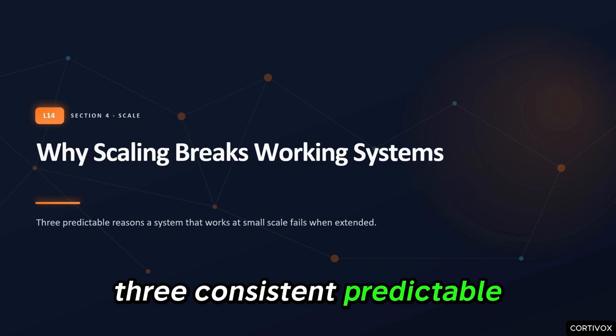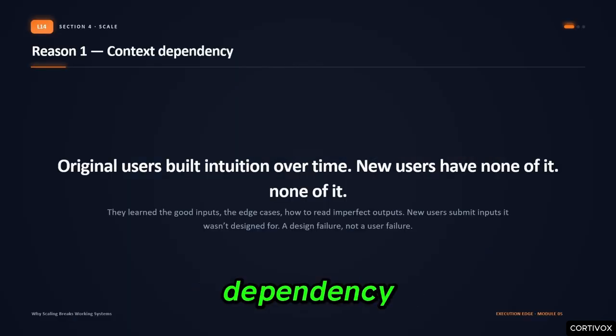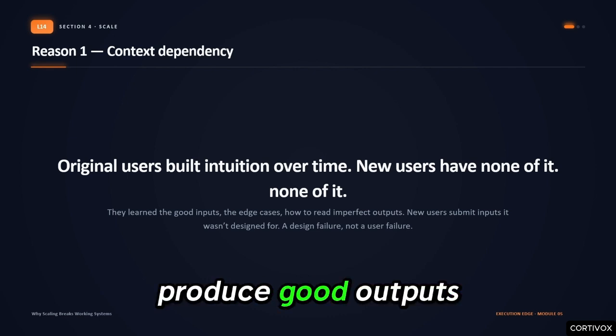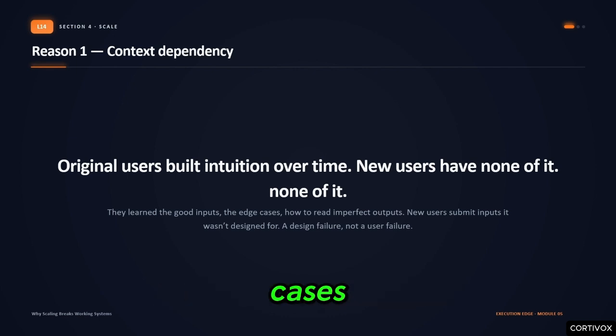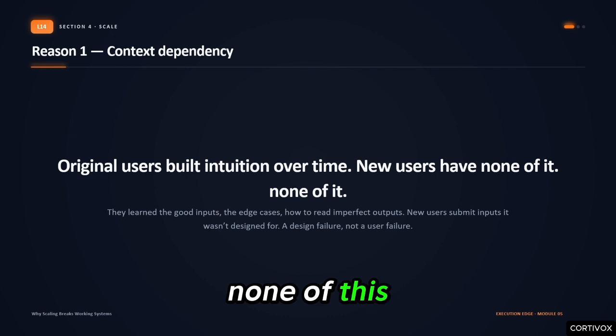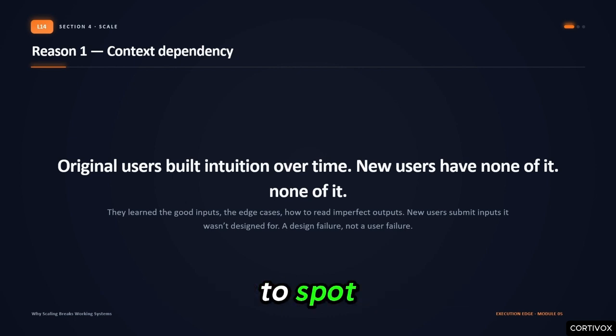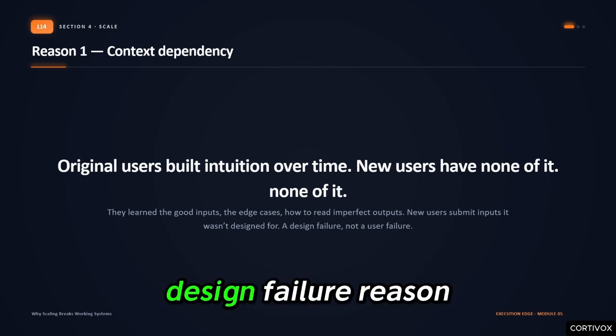There are 3 consistent, predictable reasons why AI systems that work at small scale fail when extended to more users. Reason 1, context dependency. Original users develop an intuition about the system. Over time, they learn what kinds of inputs produce good outputs, the system's edge cases, and how to interpret imperfect outputs. New users have none of this calibration. They submit inputs the system was not designed for and interpret outputs without the experience to spot when something is off. This is not a failure of new users. It is a design failure.